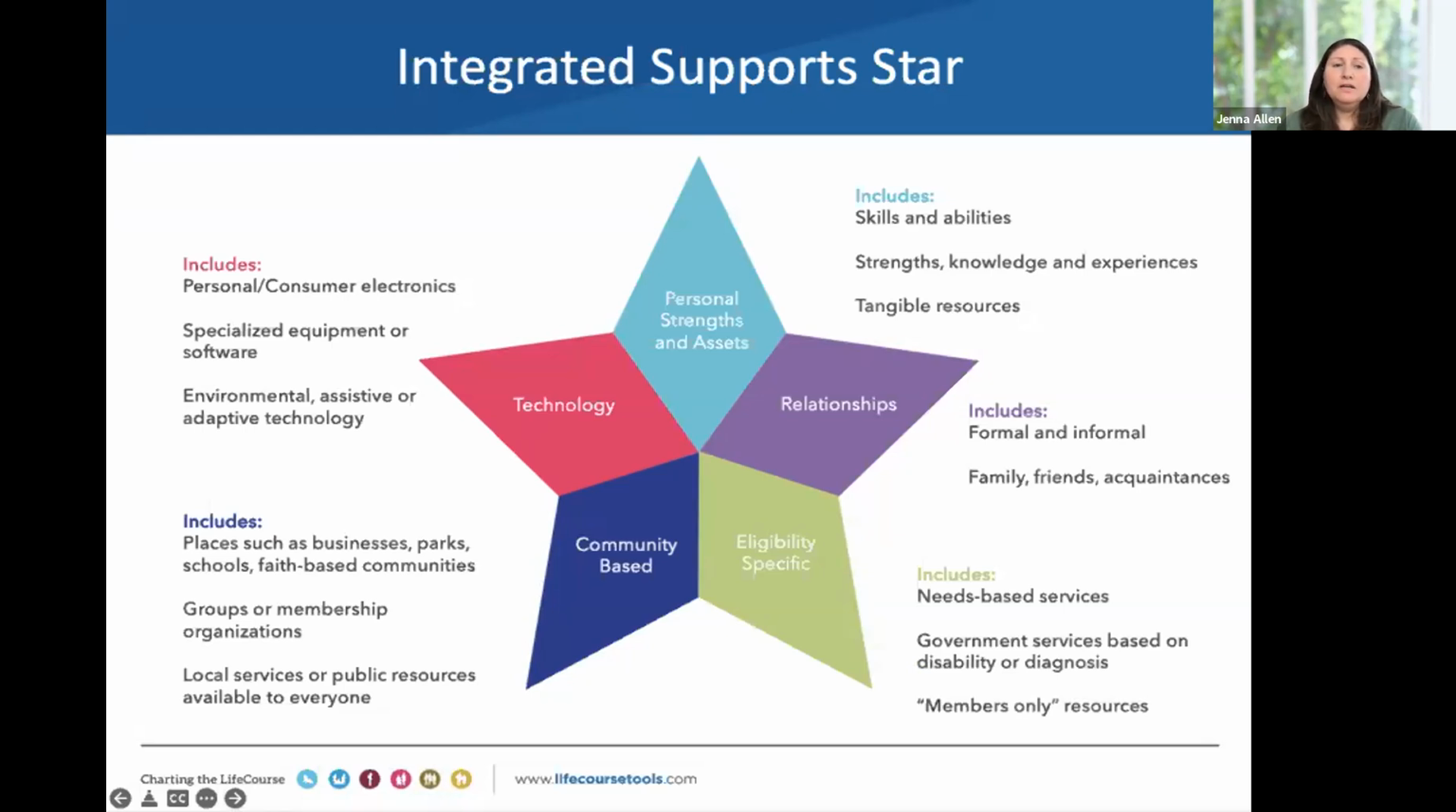And you might be thinking, as we're looking at these categories, that sometimes it's a little bit hard, things overlap. I would just encourage you as you're using the star not to get too hung up on exactly what category something goes in. This is really just meant as an organizational device so that we make sure that we're thinking about all of the different areas available for support. It's not so important to get things in exactly the right part of the star as it is just to get the ideas down in the first place.